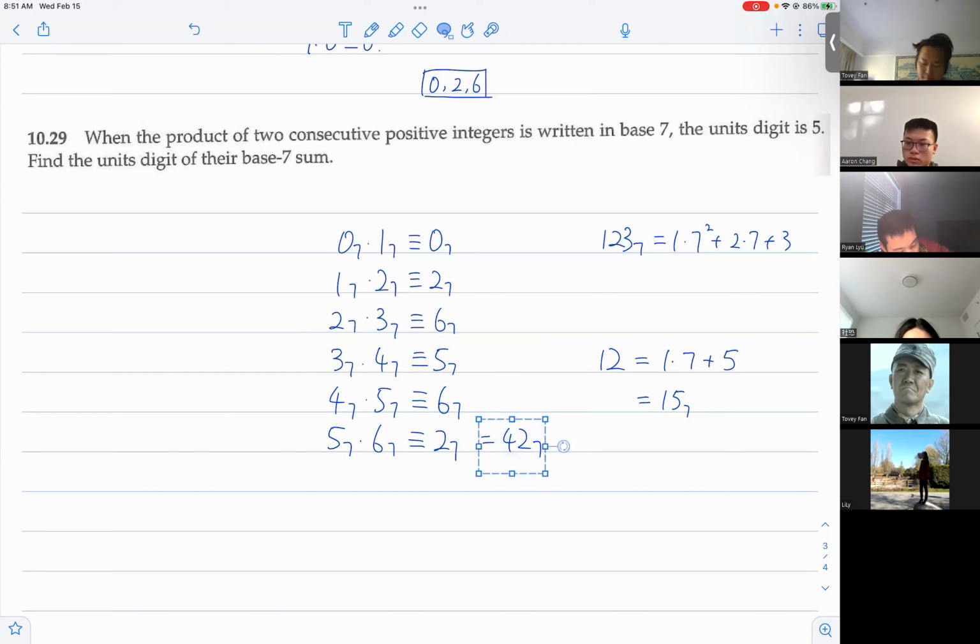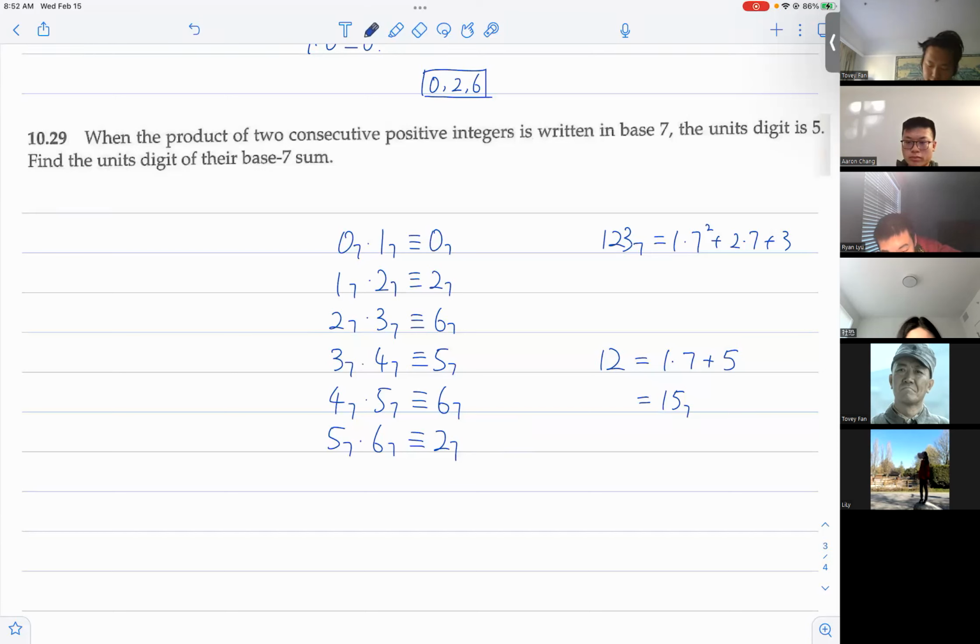Okay? And again, this is just the remainder when 30 is divided by 7. The remainder wouldn't be 9, right? Because it's only base 7. Make sense?